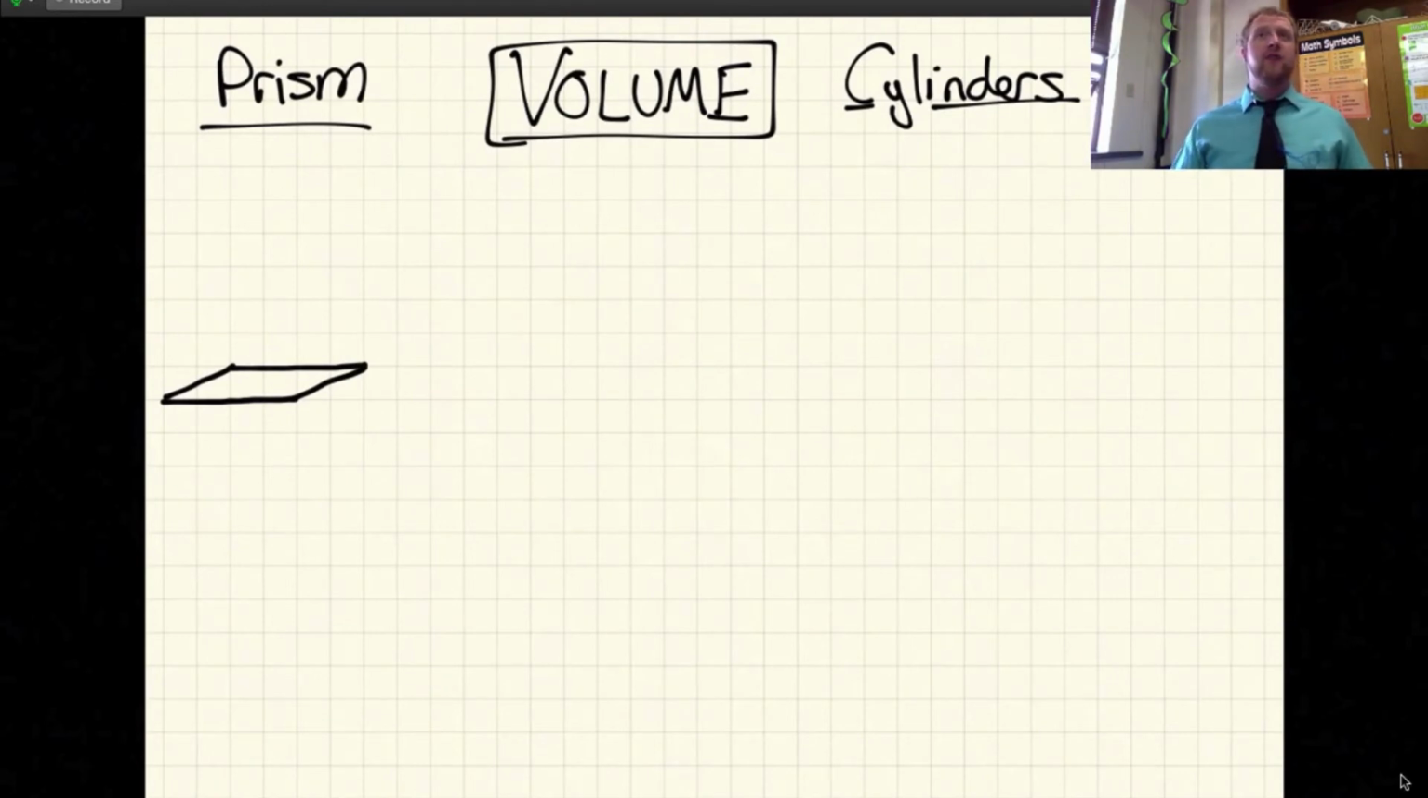Draw a little kind of rectangular square right there. And I'm going to go up a little bit. I'm going to draw the same thing.